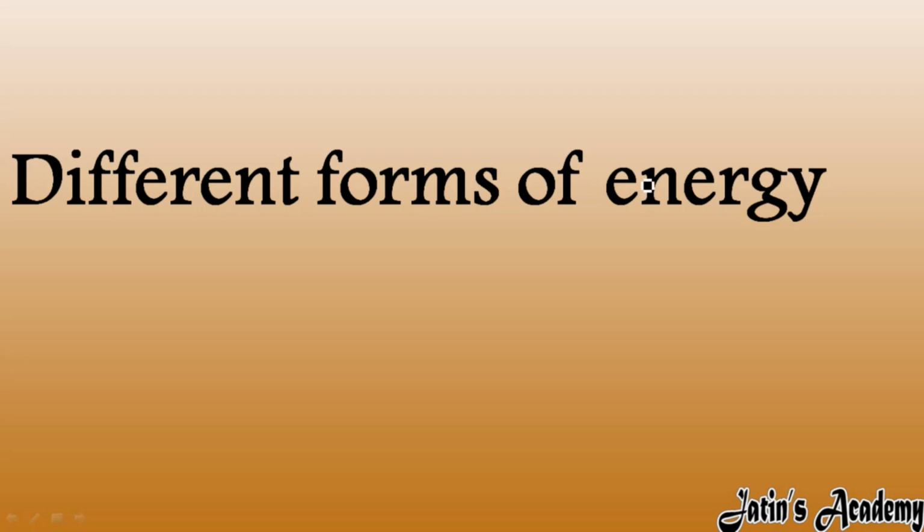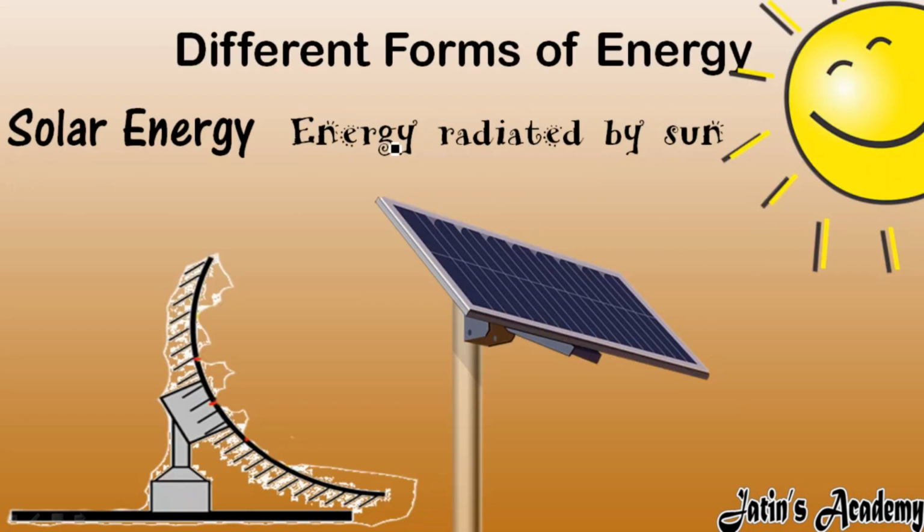Next, we have different forms of energy. Apart from potential, kinetic and mechanical, we have other forms of energy. After watching all these energies, we will see the conversion of one energy to another. First, we have solar energy. The energy radiated by the sun is called solar energy, and there are some devices which collect this solar energy. These are called solar devices: solar panels, different solar cells, and solar furnaces. These are devices which concentrate or collect solar energy.